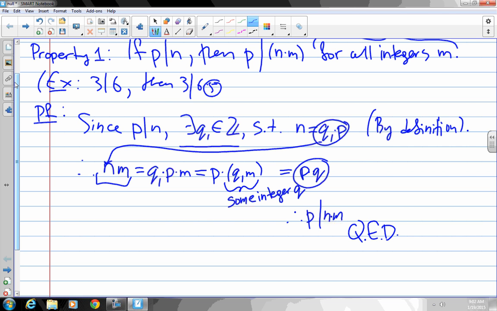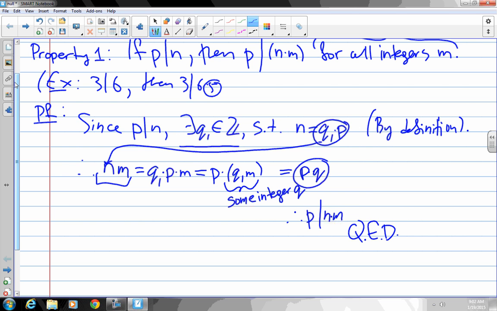Use the definition twice. So again, in order to show that something divides something else, you have to express whatever you're trying to divide as a multiple of the divisor. And that's it. That's the definition of divisibility. Right?